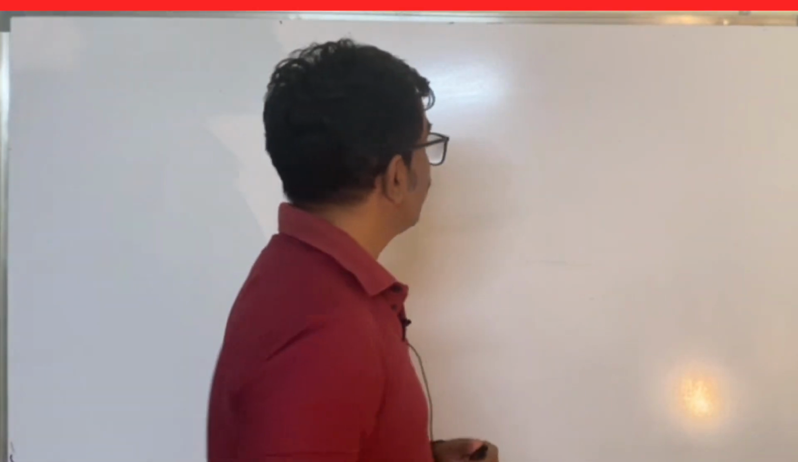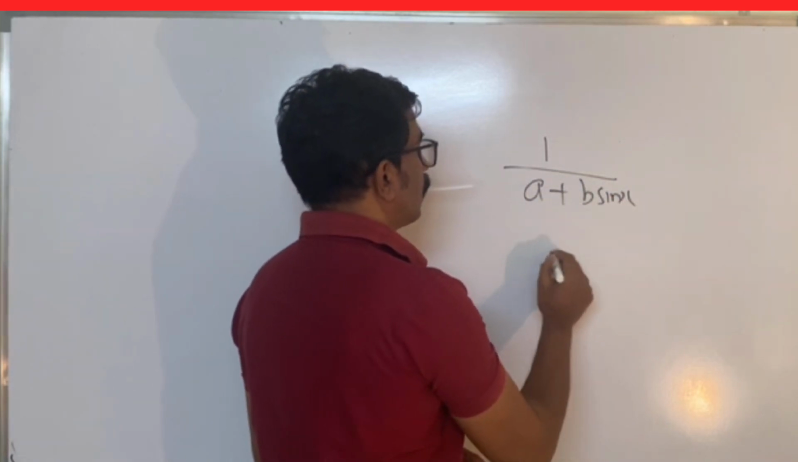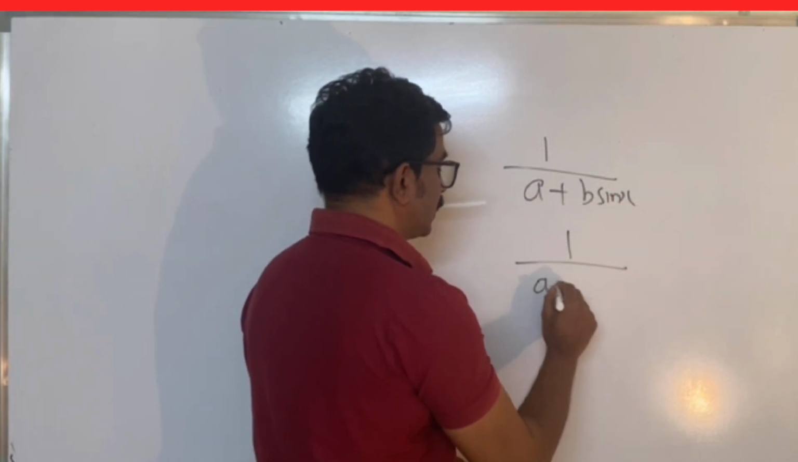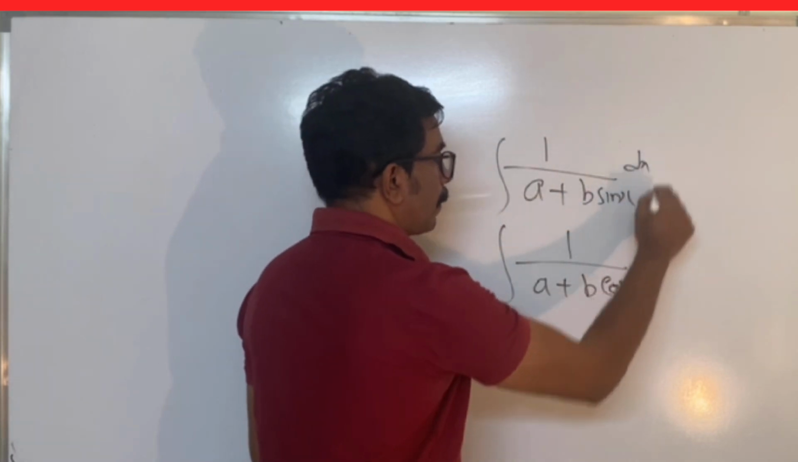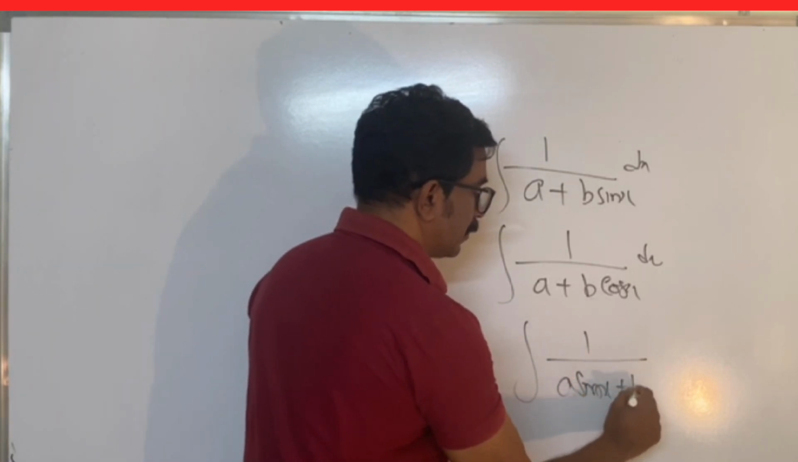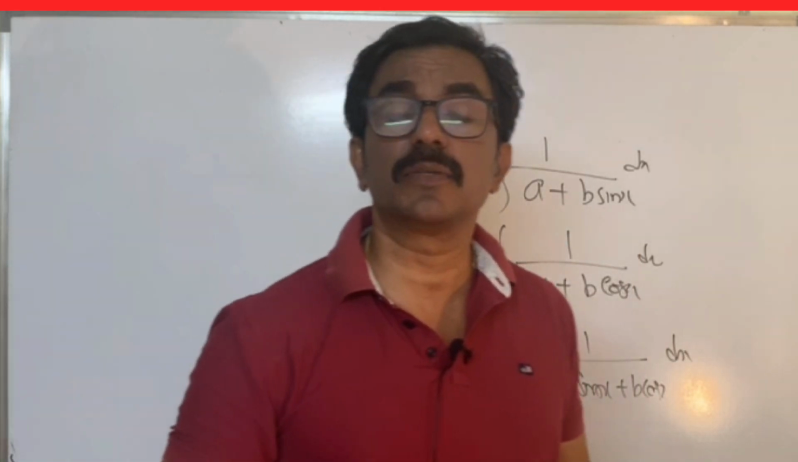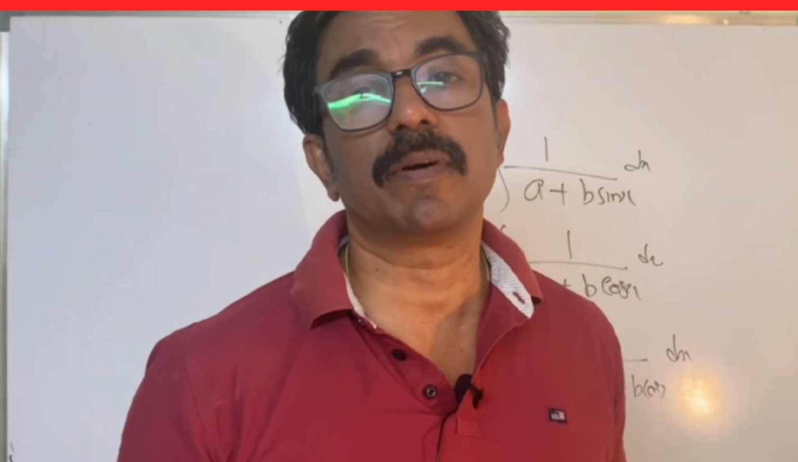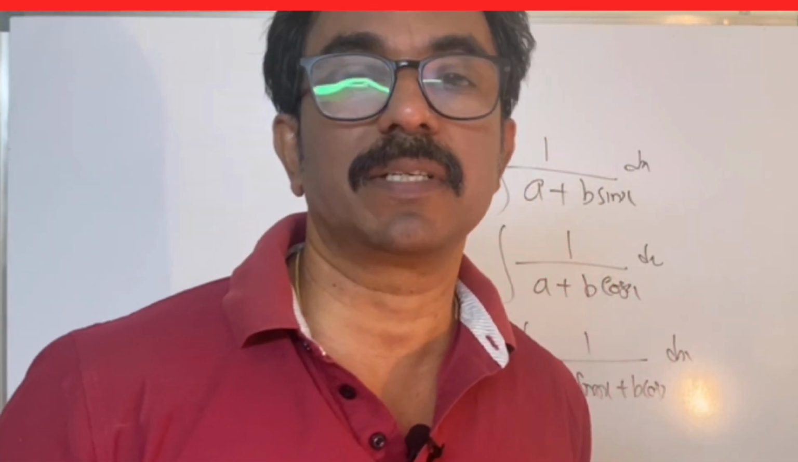Then some more substitution questions are there. If we keep telling, we have so many. What comes to my mind is integral 1 by a plus b sin x, or 1 by a plus b cos x, or 1 by a sin x plus b cos x dx. In all these cases, you substitute sin x as 2 tan(x/2) by 1 plus tan square(x/2). Cos x you substitute as 1 minus tan square(x/2) by 1 plus tan square(x/2).